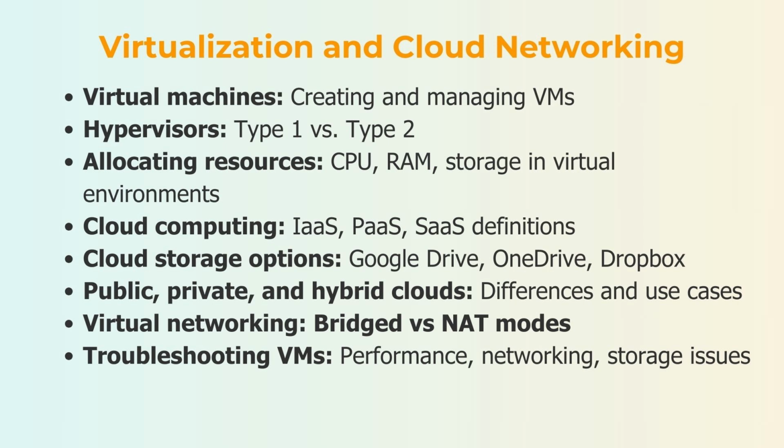Cloud computing services are also covered with IaaS, Infrastructure as a Service, PaaS, Platform as a Service, and SaaS, Software as a Service, being the main types of cloud models. These allow businesses and users to access resources over the internet without needing physical hardware. Cloud storage solutions like Google Drive, OneDrive, and Dropbox are also important to understand. You'll need to know the differences between public, private, and hybrid clouds, which offer varying levels of control and security.